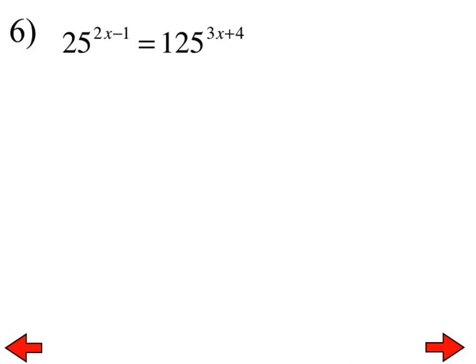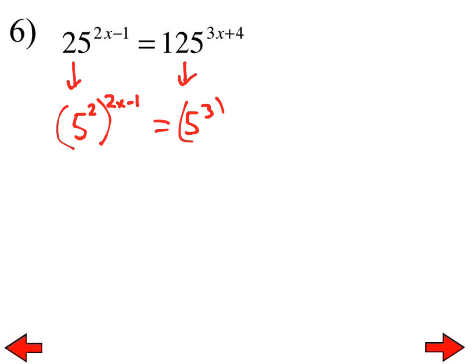Everybody try number 6. All right, common base in number 6 is 5 because I can turn 25 into 5 squared. So we have 5 squared to the 2x minus 1. And I can turn 125 into 5 cubed, so that's 5 cubed to the 3x plus 4.